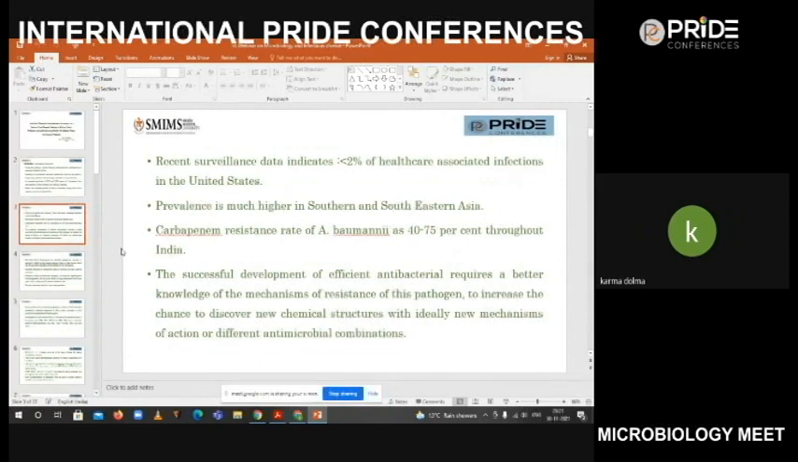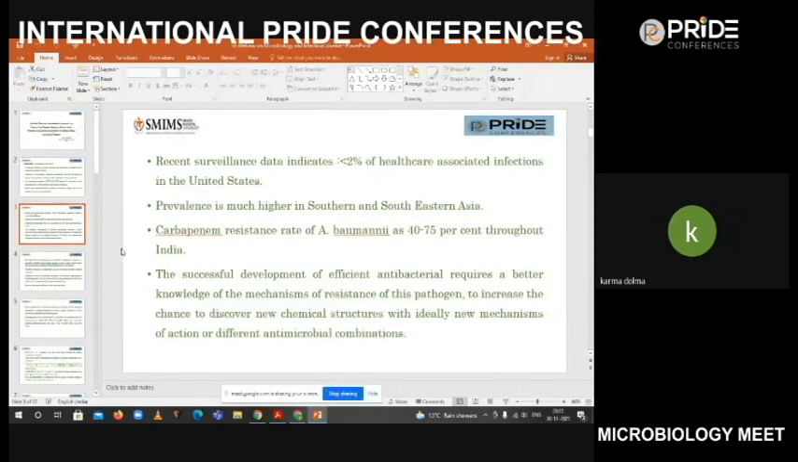So recent surveillance has indicated that A. baumannii causes around 2% of the healthcare associated infections in the United States, as reported by Bullets et al. in 2018. But the prevalence we see in South and Southeast Asia is much higher, and they are mostly associated with nosocomial infection, as reported from a study by Suvantarat and Carroll in 2016.